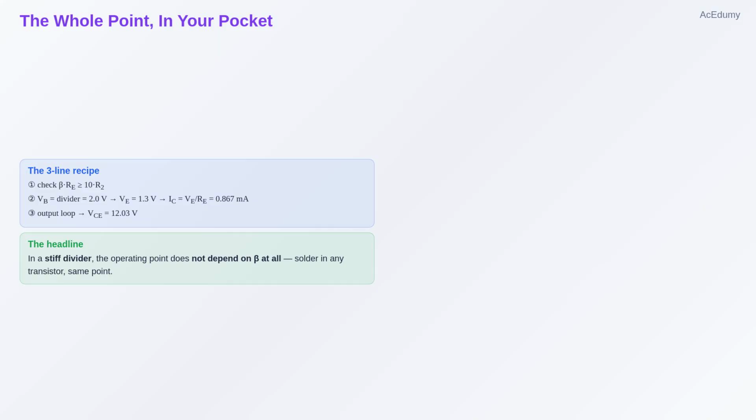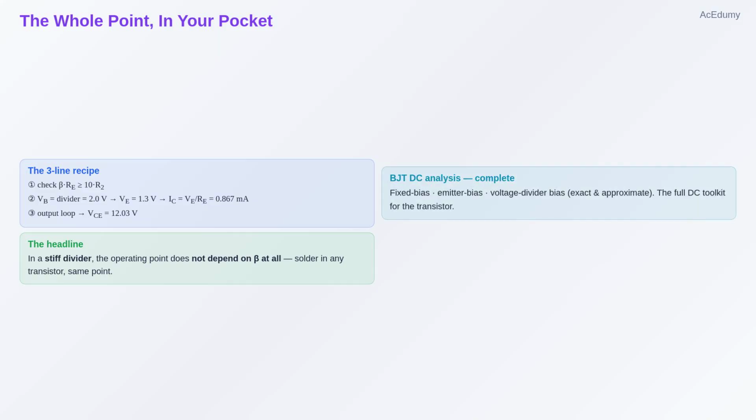In a stiff divider, the operating point does not depend on beta at all. That is the whole reason this is the bias circuit real designs reach for. You solder in any transistor from the bin, and every board lands on the same point. With this, our DC analysis of the BJT is complete. Fixed bias, emitter bias, and now voltage divider bias, exact and approximate.